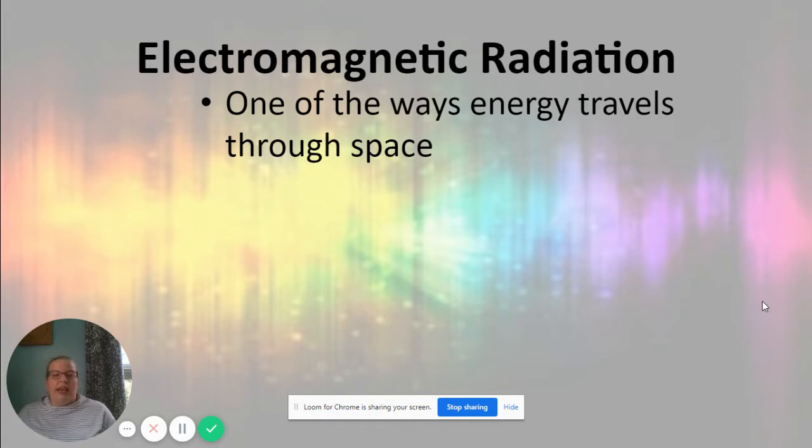Electromagnetic radiation is actually one of the ways that energy travels through space. So if you think about a vacuum which has nothing in it, electromagnetic radiation is one of the ways that energy travels through space. Now, we will spend a lot more time talking about energy later in this course, but for right now, we're just going to take a cursory glance at it and we'll move into way more detail later on.